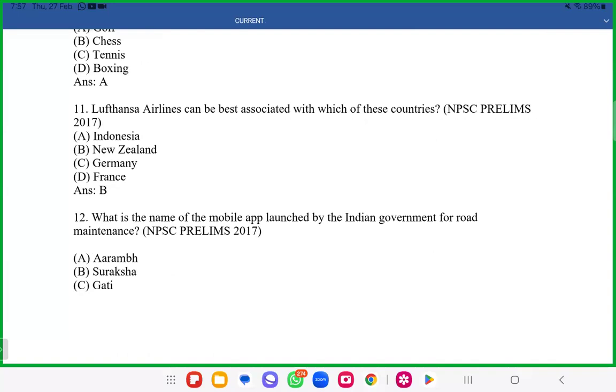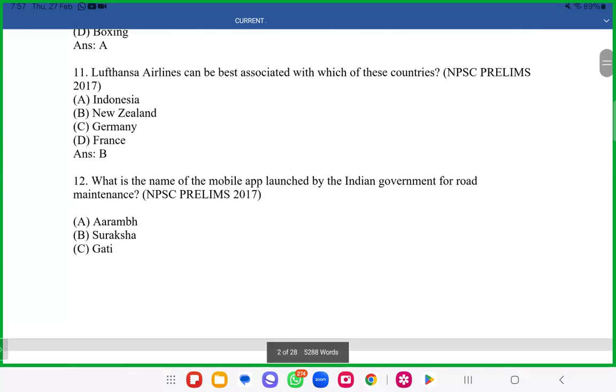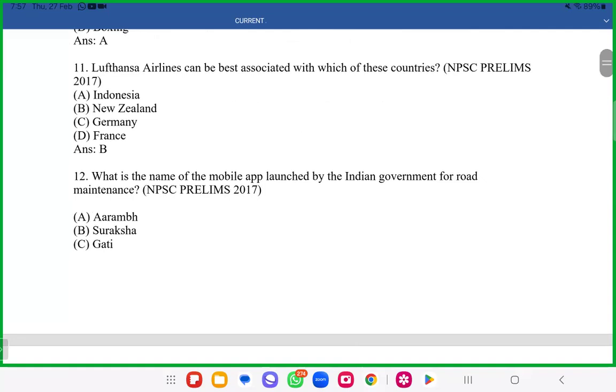Okay, so in current affairs, it's not that this one is more important and this one is not important. Everything is important with regard to current affairs. As you can see, all sorts of questions are asked, different kinds of questions: persons in news, national news, international news. Lufthansa Airlines is international news as well. So all sorts of questions are asked. So pay attention to the magazine comprehensively.